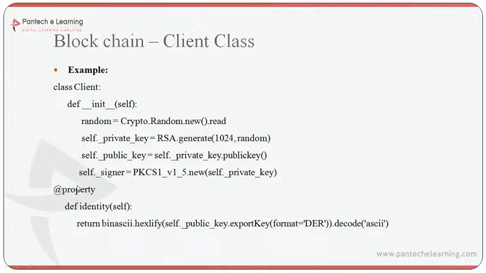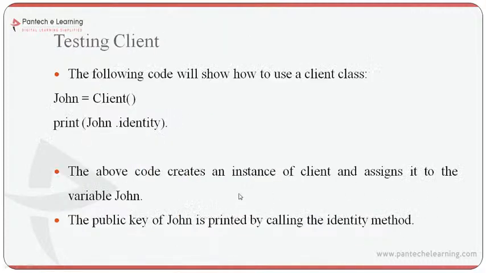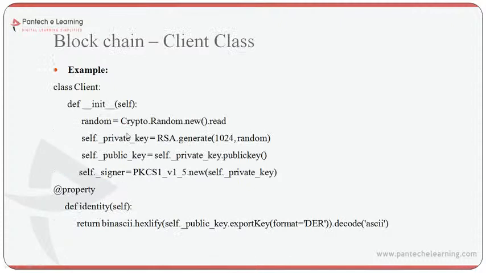And then I have a property variable, and there is a function called identity function. Using this, I am going to verify the identity of the client. Next I am creating an instance of the client class, and whenever I call this identity, it will be printed at the output.